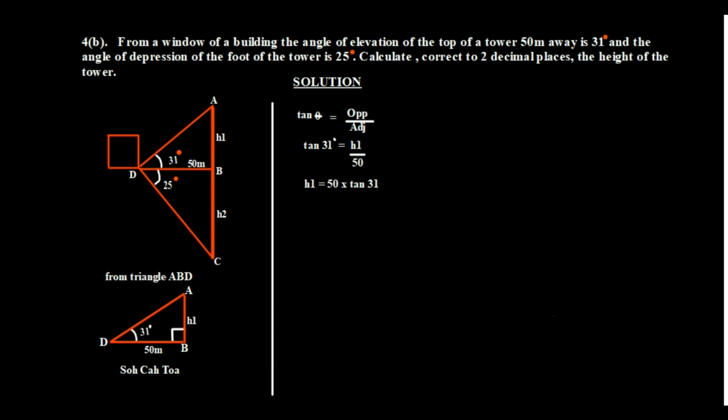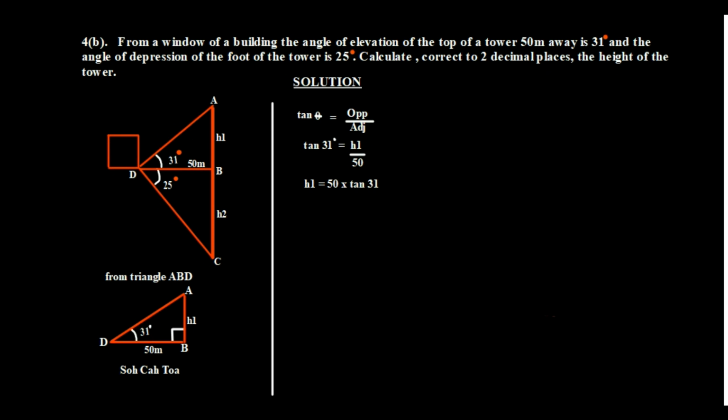tan 31. And when you look at tan 31 on your mathematical table or you punch it on your calculator, we have tan 31 as 0.601, and that will give us H1 equal to 50 multiplied by 0.601. So when you punch this on your calculator, that's what you are going to get.